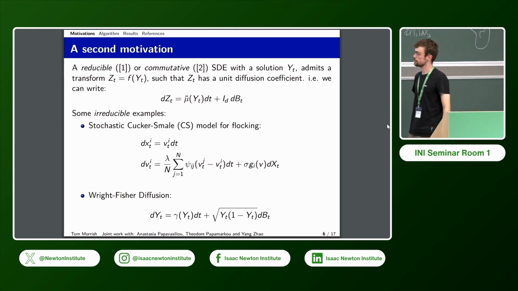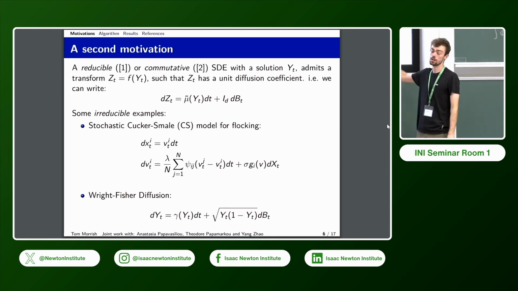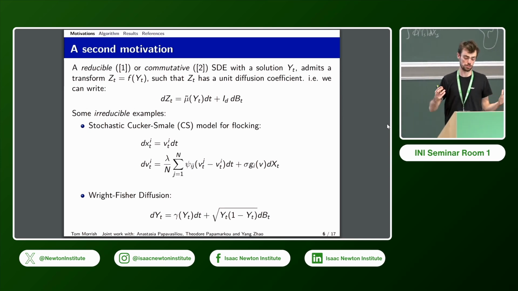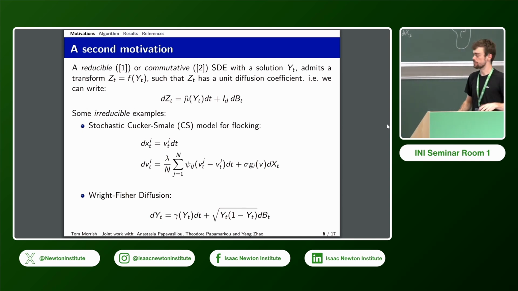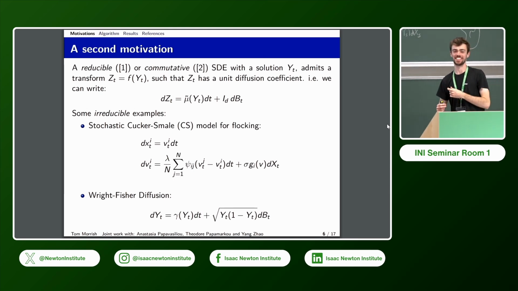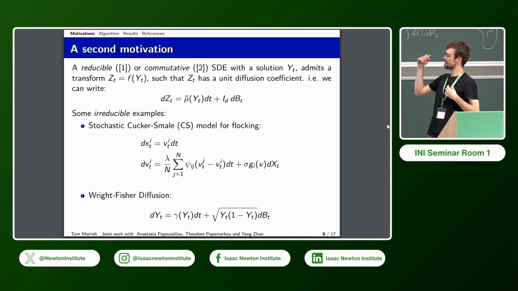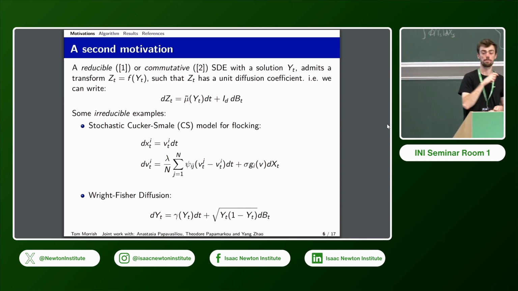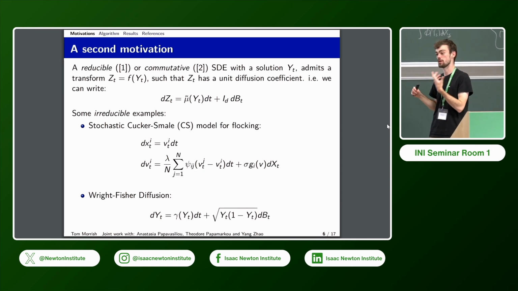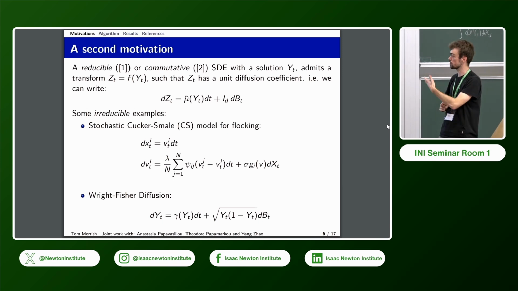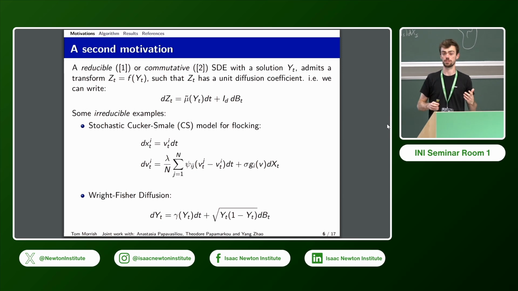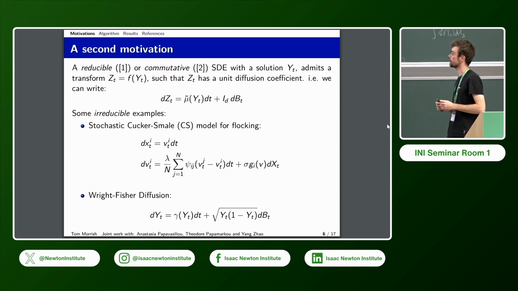Another example of this in multiple dimensions is the Wright-Fisher diffusion, which is a really classical equation from population genetics. Not really my interest, but lots of people are interested in that. Another important thing to say is this only happens in multiple dimensions, because if you're in a single dimension, you can take 1 over the variance and integrate it, and that gives you your transform. So we're in multiple dimensions here.